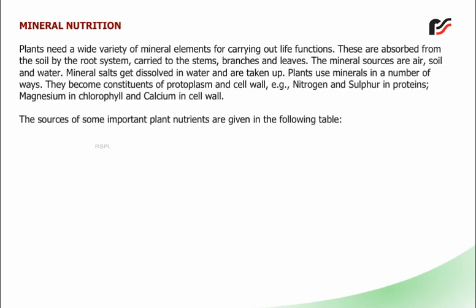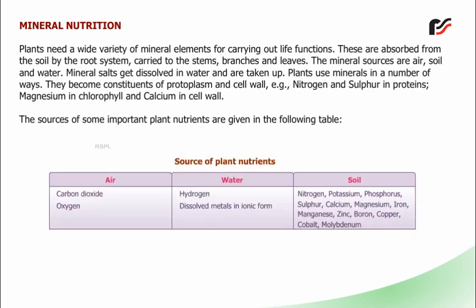Mineral nutrition. Plants need a wide variety of mineral elements for carrying out life functions. These are absorbed from the soil by the root system and carried to the stems, branches, and leaves. The mineral sources are air, soil, and water. Mineral salts get dissolved in water and are taken up.